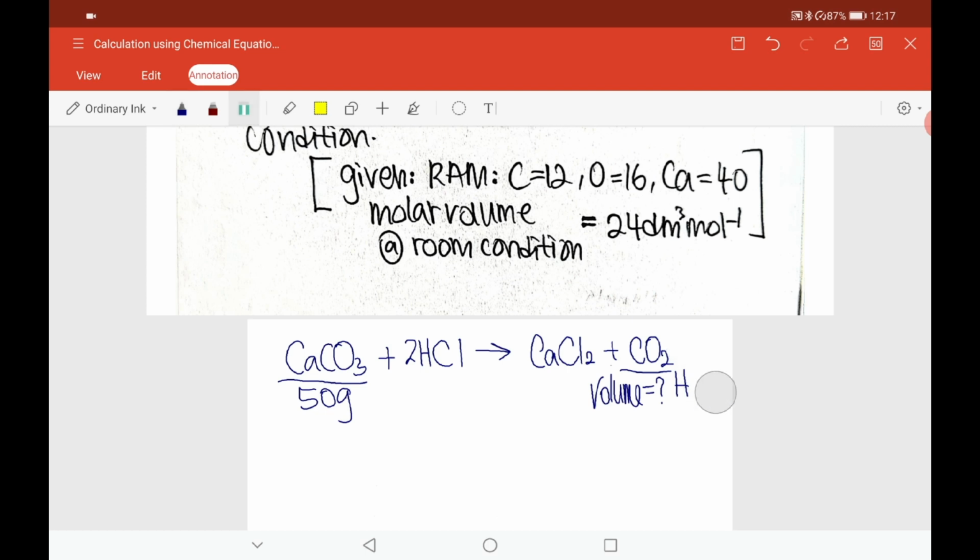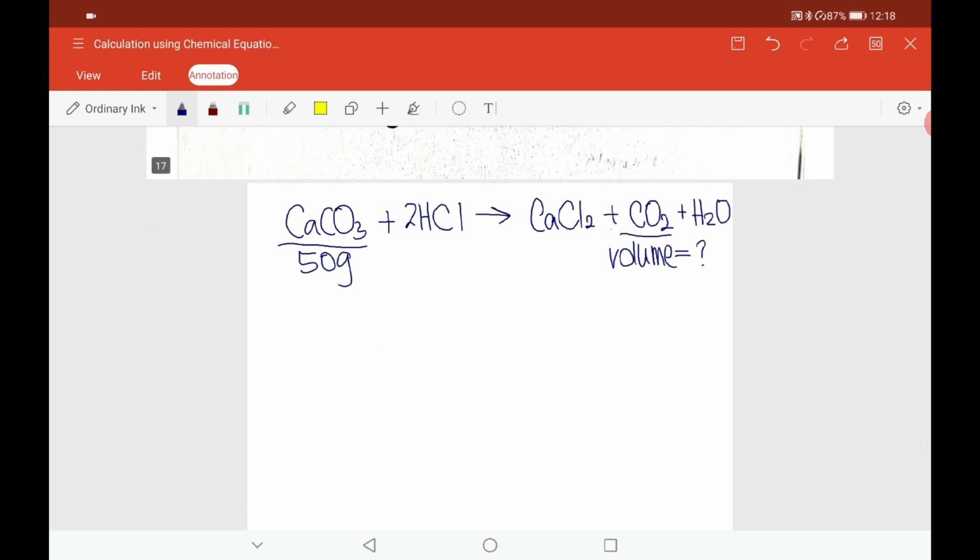So I should write a better one. Now we already know what we have and what we want. So now we can kickstart the chemistry calculation by getting the mole first. Change everything to mole first. We have 50 grams, which is the mass, so we can change the mass to mole first.